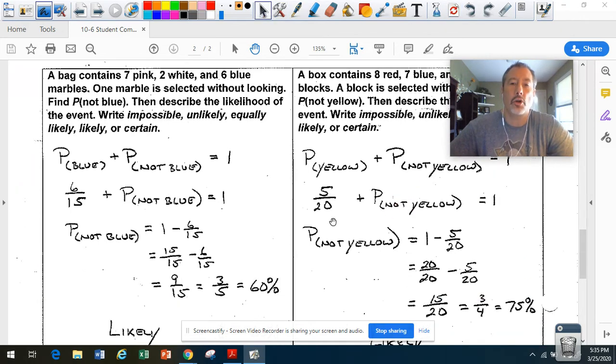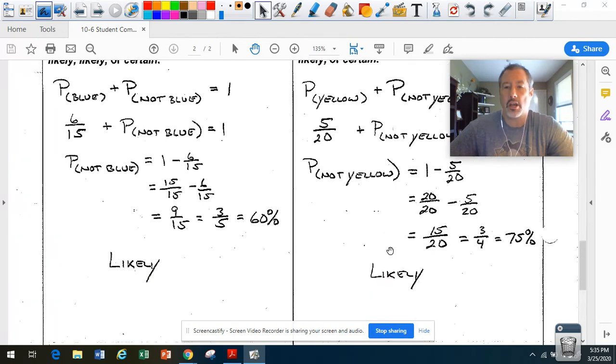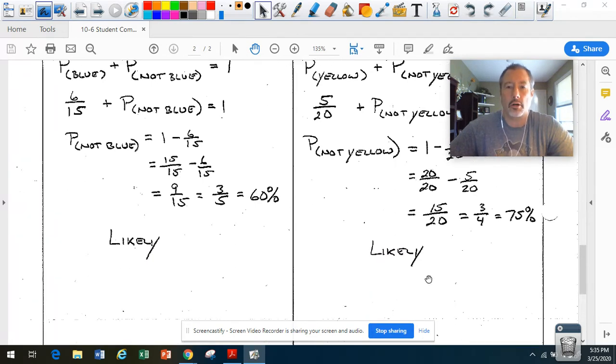So now let's look down here a little bit more. These here are the complements of each other. So let's look and see what the probability is of not getting a yellow block here. We have our 1 because that's our 100%. Now we're going to subtract the probability of getting a yellow. It's 1 minus your 5 over 20, and 1 is the same as 20 over 20. Minus your 5 over 20 equals your 15 over 20, which reduces down to 3/4, which is 75%, which means it is likely to occur.